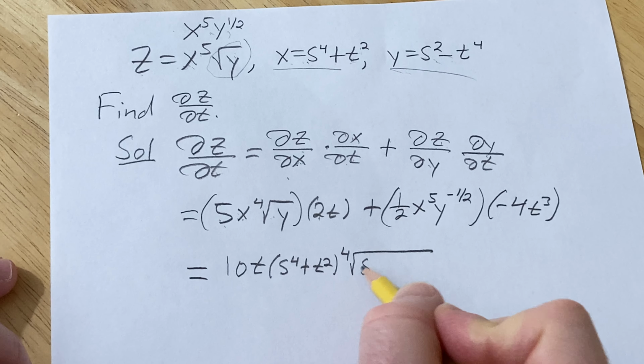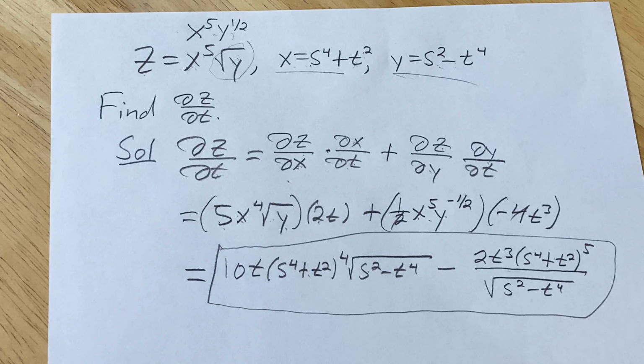Here, the 2 and the negative 4 cancel, so we're going to get a minus 2t cubed times x, so it's going to be s to the fourth plus t squared to the fifth. Okay, that's our x. And then this is going to come downstairs and turn into a square root. So square root s squared minus t to the fourth. Okay, and that is pretty much it, right? That would be the final answer in this particular problem. So we have found the partial derivative with respect to t of this multivariable function. Good luck.